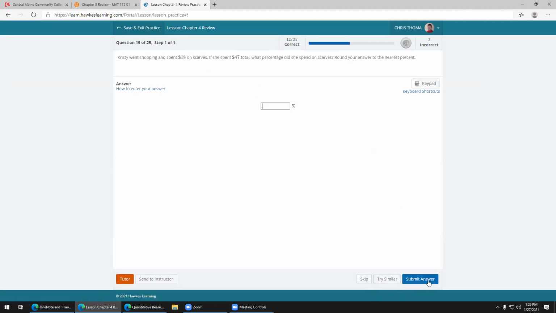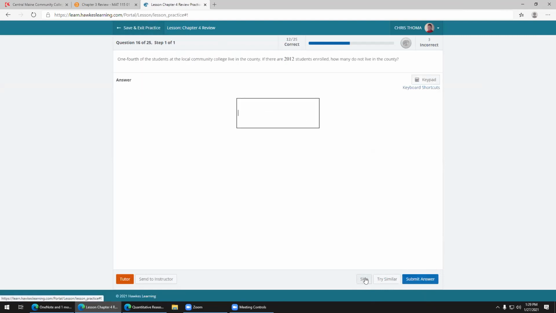Again, another percentage on scarves. So 18 over the total, once you spend over the total, will give you a percentage. Remember to multiply by 100 to give your percent symbol. Yeah, 1/4 of students live in the country. If 1/4 of students live in the country, then that means 3/4 do not live in the country, right?